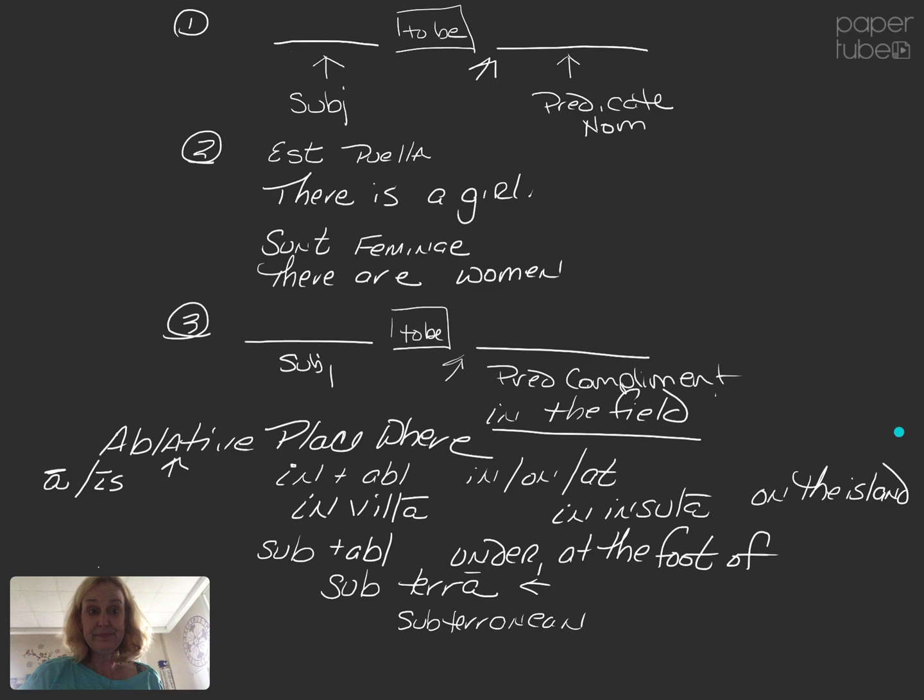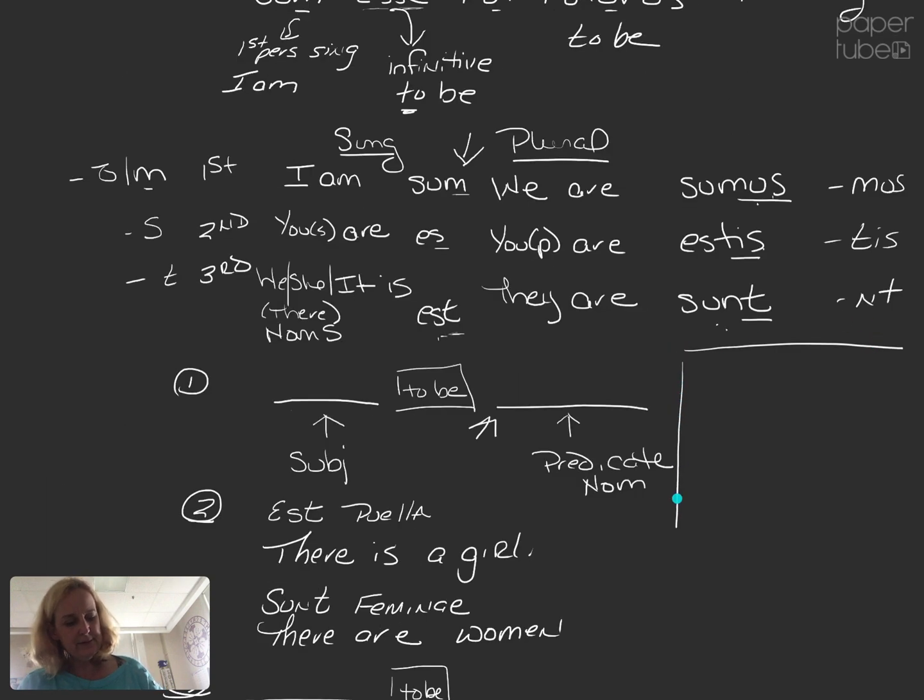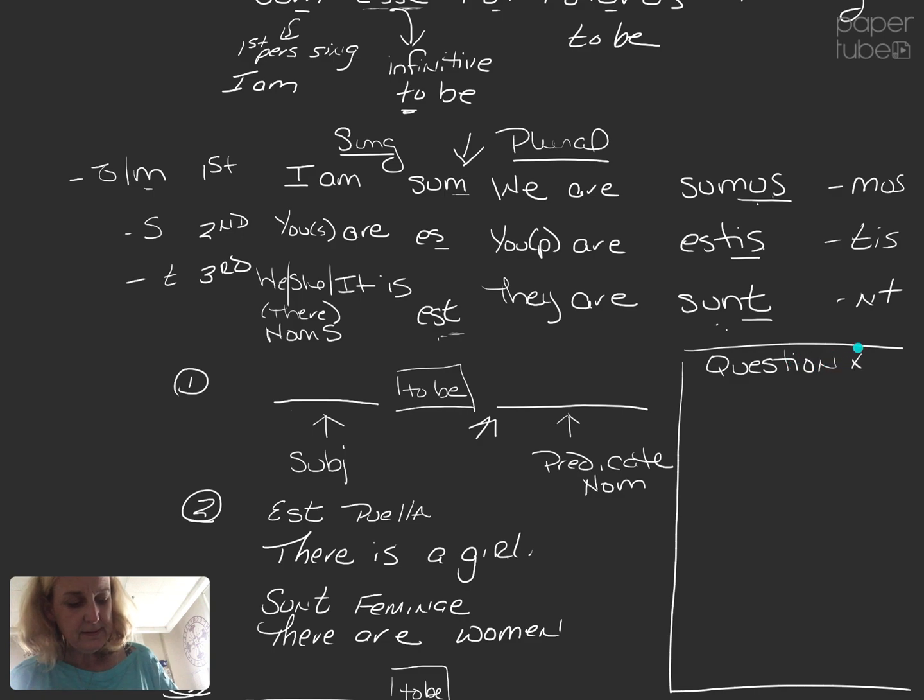One more note. I use special paper to make these, so I'm going to write right over here. And we're going to talk about how we make a question in Latin. So if I have a sentence, let's see if we do two kinds. So if I have a statement, let's say the woman, femina, est in silva.